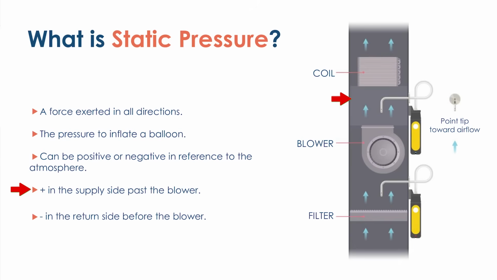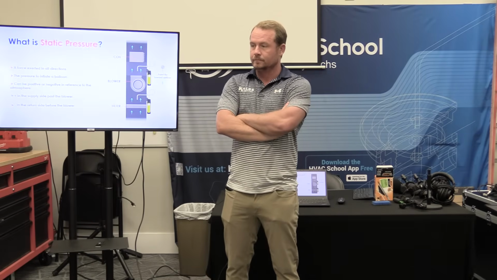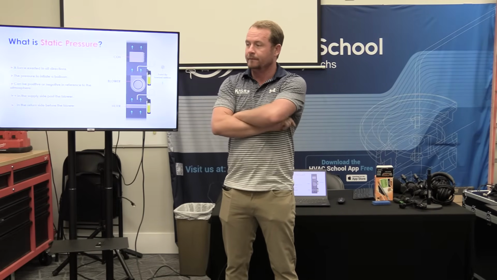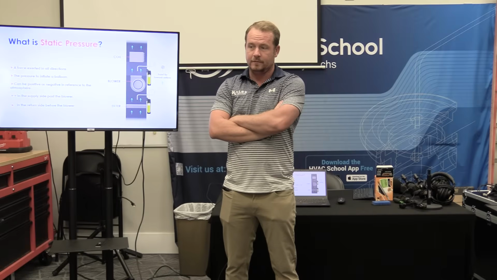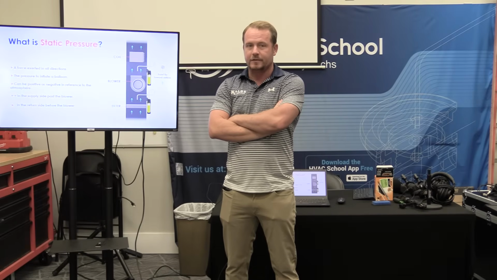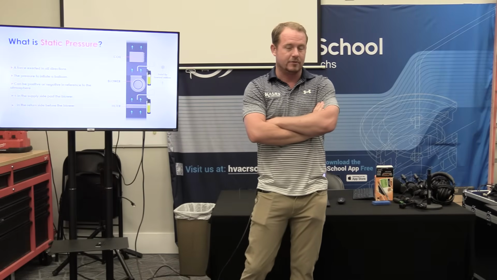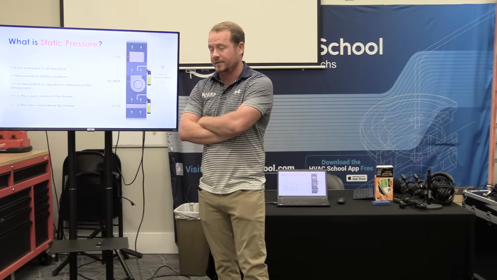It should be positive on the supply side past the blower, so the blower is the point of pressure change, right? It's going to be negative leading into the blower, and it's going to be positive leading out of the blower. So just looking at the system that's drawn here, what type of system is this? Say it again? Furnace. It's a gas furnace. You said a positively pressurized system. Yeah, there are other types of systems that are also positively pressurized. Mitsubishi fan coils would be the same thing.